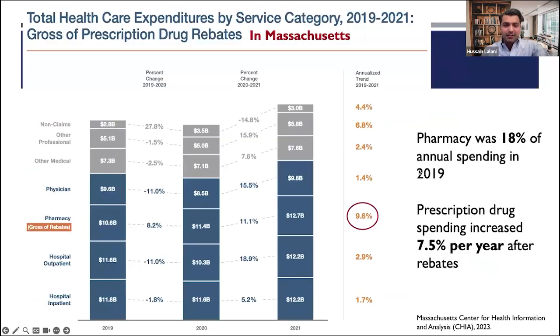And I see Scott having a hard time seeing the slide, and I apologize. The picture was really small, but I've blown it up here for you.